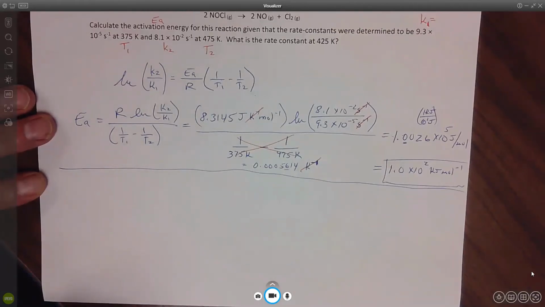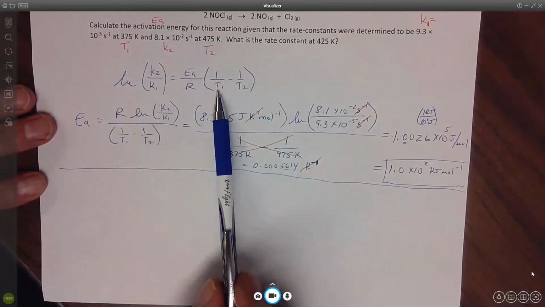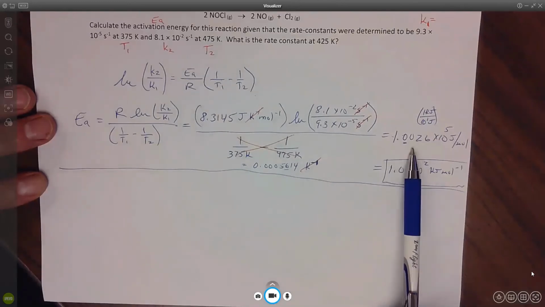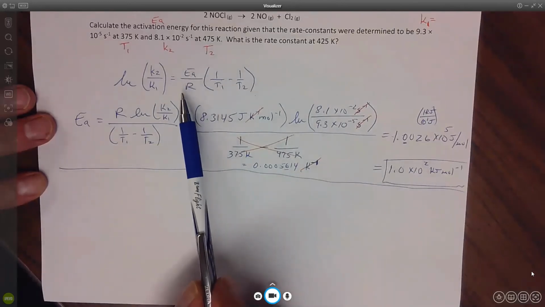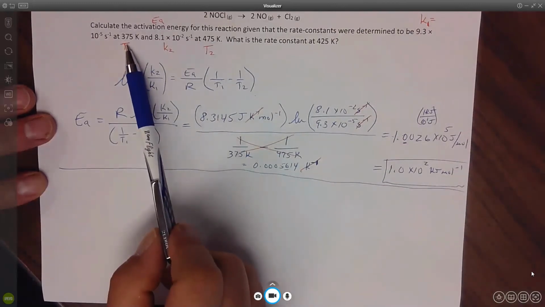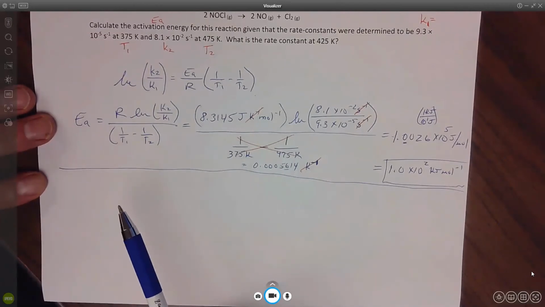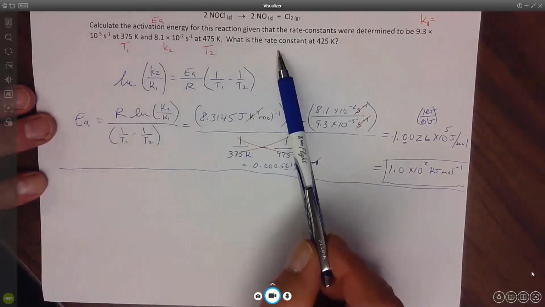You rearrange the modified Arrhenius equation to find the rate constant. I'm just going to use this equation again. Now I know EA, and I could use either the K1 T1 set or the K2 T2 set. It doesn't matter which one you use. Now we want to solve for K.